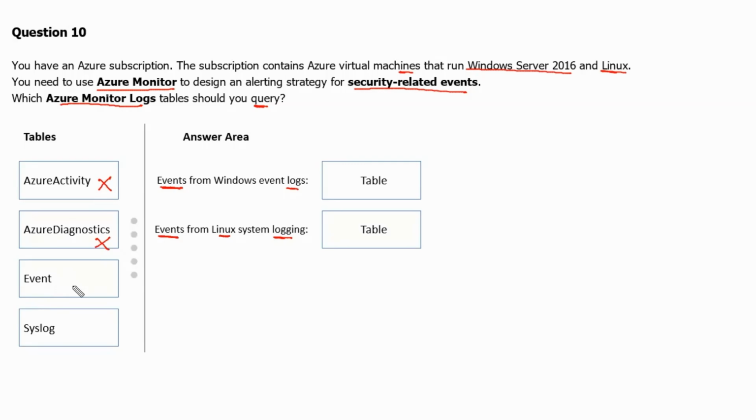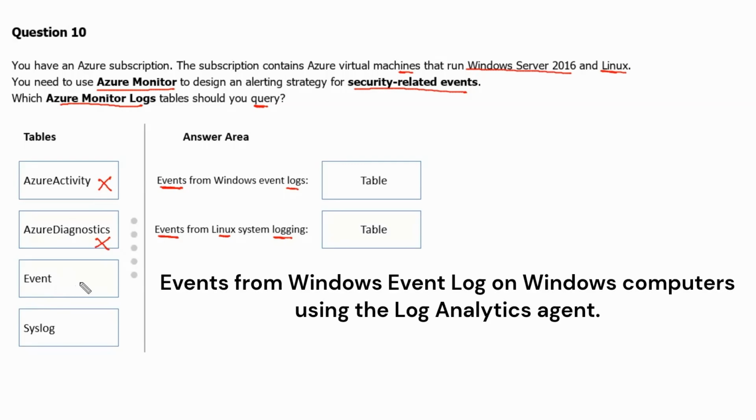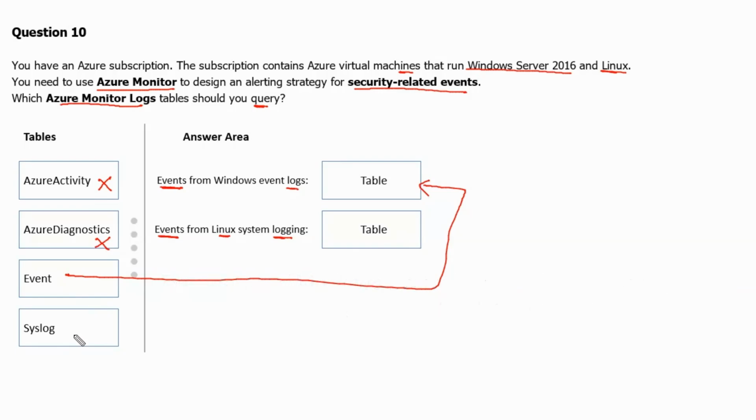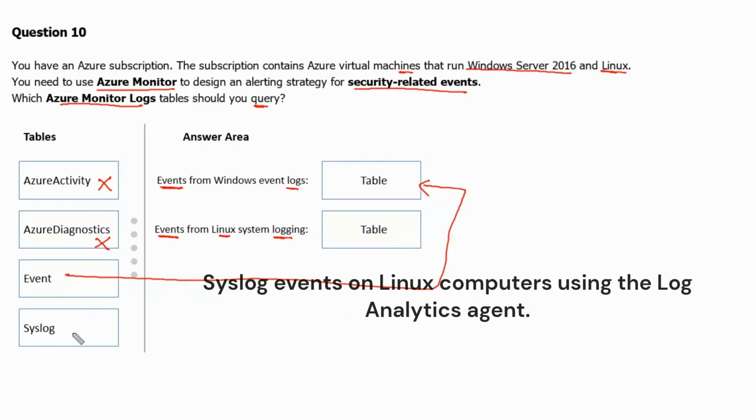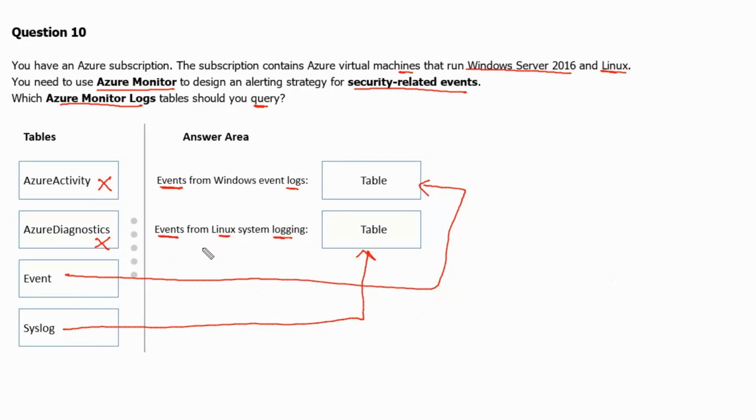Next Azure Monitor log table is Event, which stores events from Windows Event Log on Windows computers using Log Analytics agent. Therefore, this is the correct answer for question number 1. Next one is syslog table in Azure Monitor logs. Syslog table stores syslog events on Linux computers using Log Analytics agent. Therefore, this is the correct answer for question number 2.